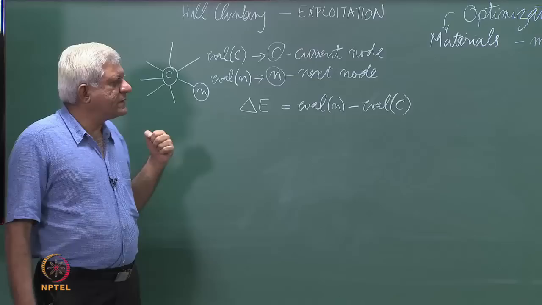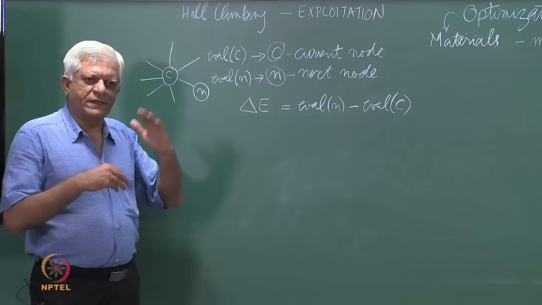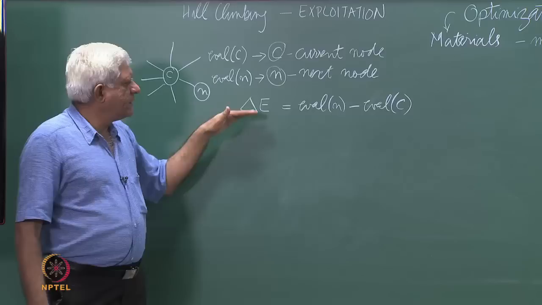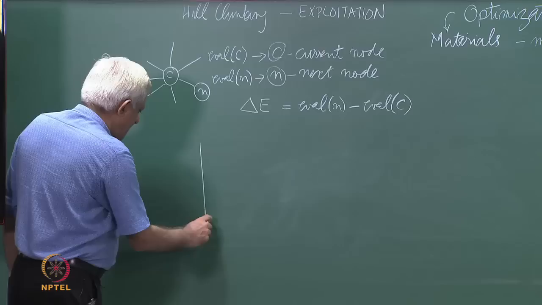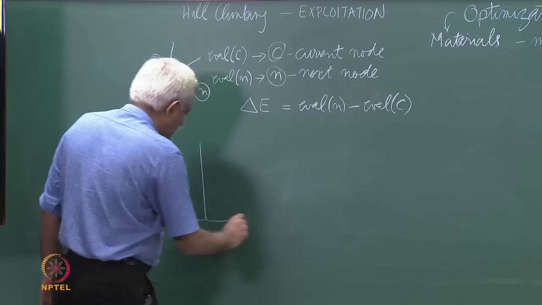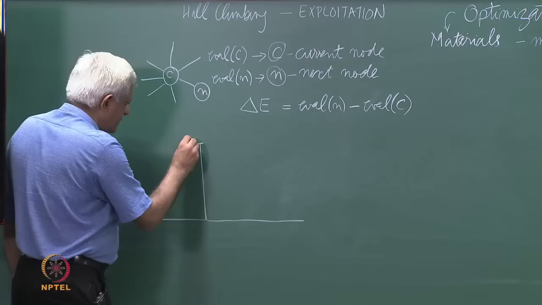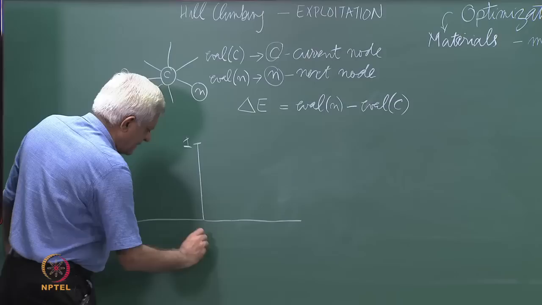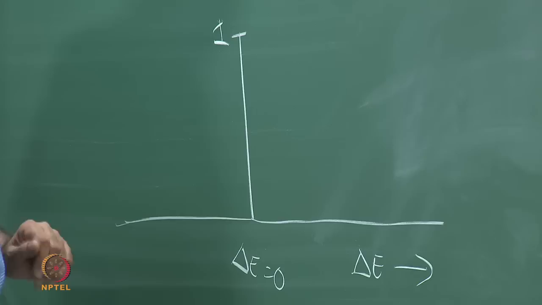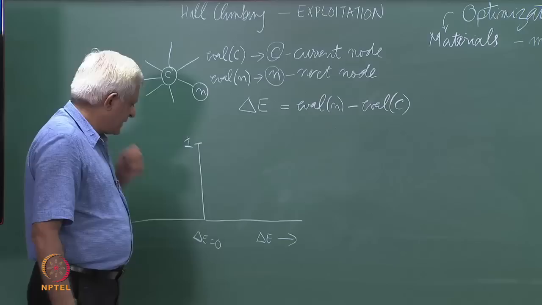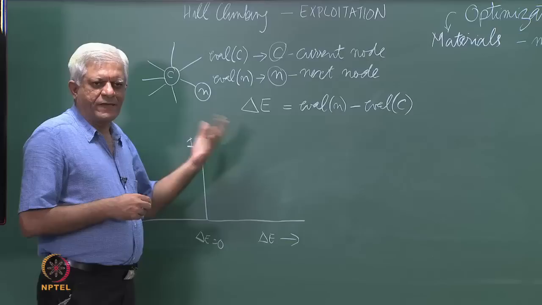So, we want a function which will stay within this. Let me draw that function here, I mean let me draw the domain at least. So, this is going to be 1, this is going to be 0, and here let us say delta E is equal to 0, and here delta E is increasing, and in the opposite direction it is decreasing essentially. Delta E equal to 0 means the next node has the same value as the current node essentially.